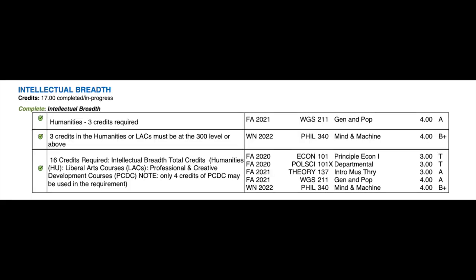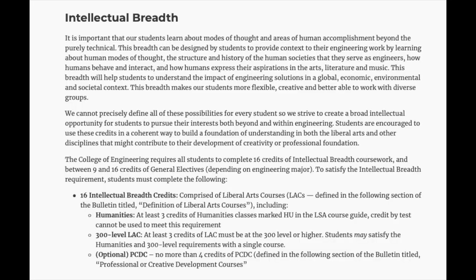Your intellectual breadth requirement is made up of at least 16 total credits of liberal arts courses, commonly referred to as LACs. To learn more about courses that qualify as LACs, we encourage you to review the definition in the Engineering Bulletin on the Core Requirements page. Within those 16 credits, you are required to complete at least 3 credits of humanities and at least 3 credits of a 300 level or higher LAC course. Some students are able to satisfy these specific requirements with just one class. You are also able to complete up to 4 credits of professional or creative development courses, also known as PCDC, for this requirement, but PCDC courses are optional.